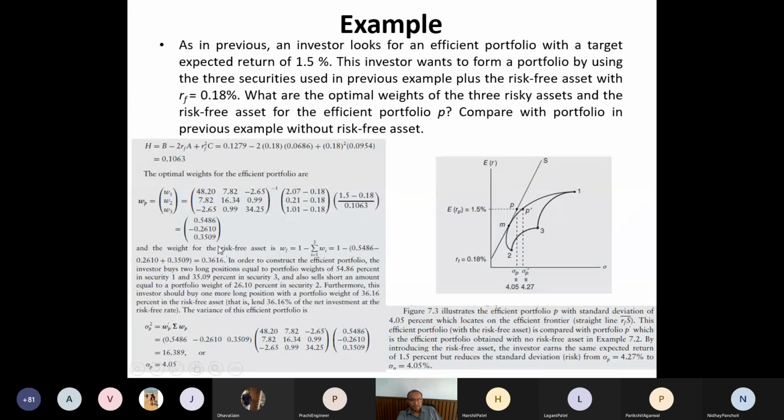What is the meaning of this negative weight here? Let me try to understand it. That means if I want to introduce a risk-free security in my same portfolio and achieve the same expected return, what should I do? I should be in a long position in these two securities, 1 and 3, but I should be in a short position in the other, meaning I should do short selling.